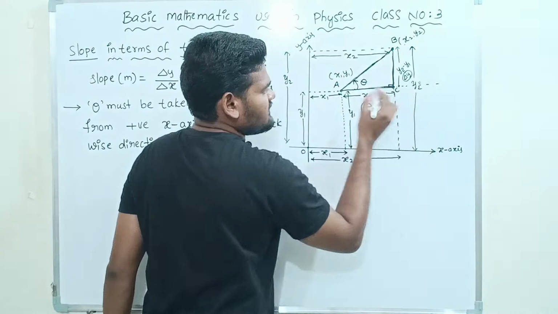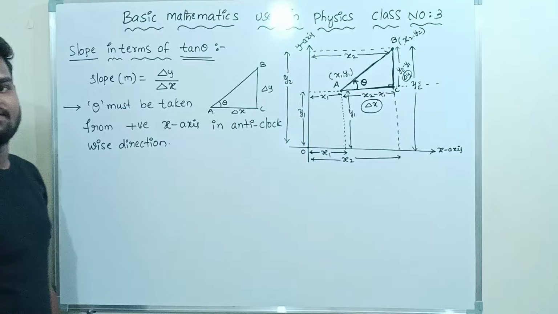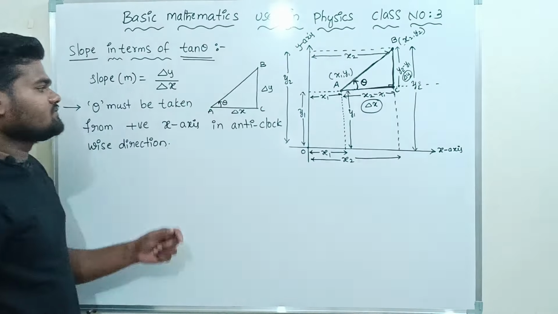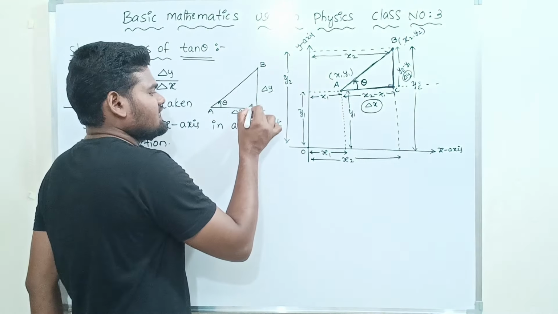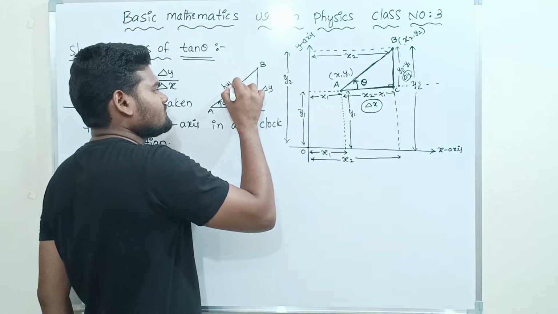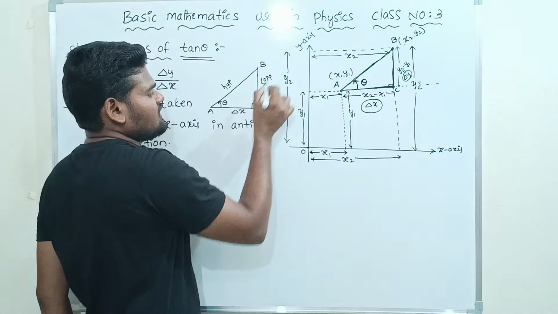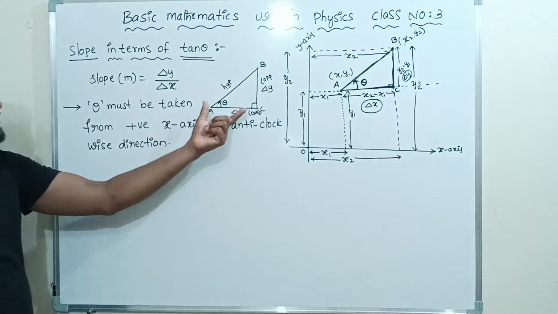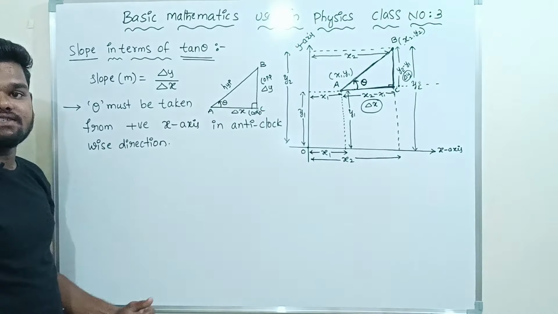Have a look. This is the positive x-axis and we have taken an angle theta in anti-clockwise direction. Now, I have represented the same thing here. Slope is what? Delta y by delta x. If this is 90 degrees, the side opposite to 90 degrees is called the hypotenuse. The side opposite to angle theta is called the opposite side, and the side towards angle theta is called the adjacent side.